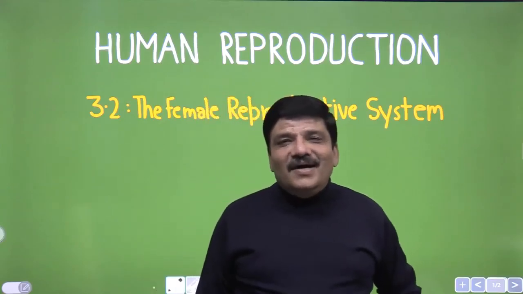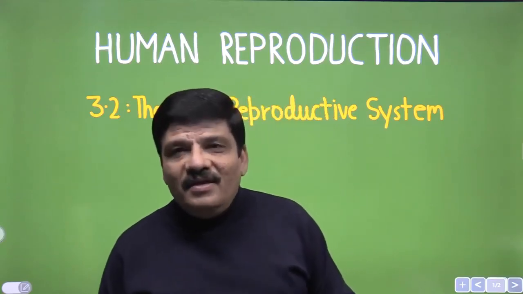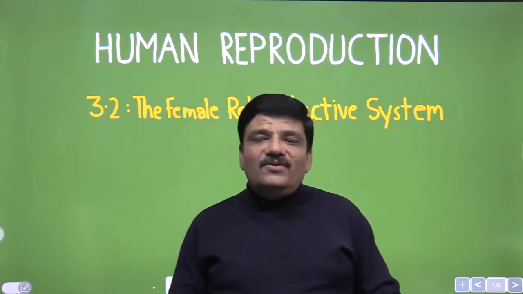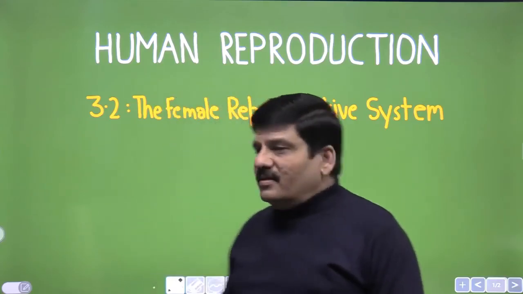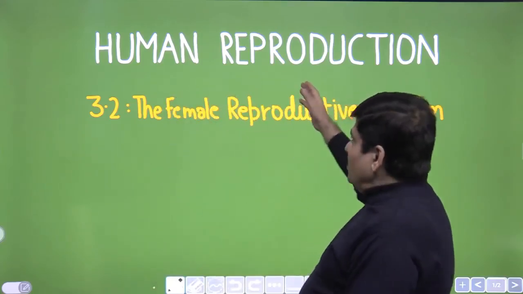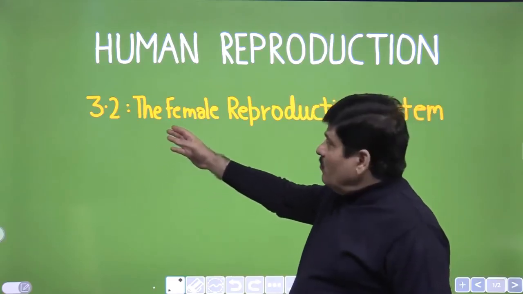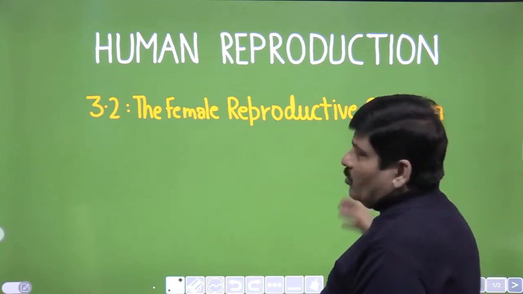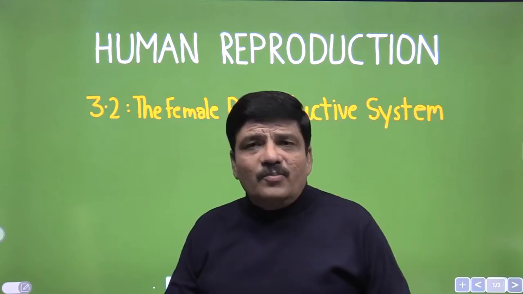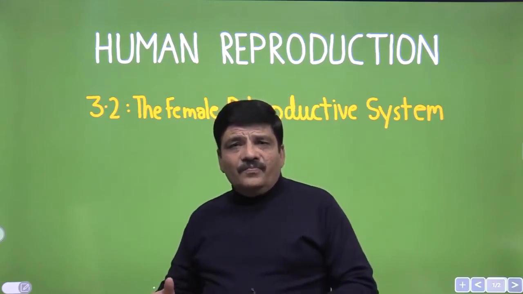Let us continue our discussion on Chapter 3, Class 12th NCERT Biology for your NEET entrance exam. The name of the chapter, as you are aware, is Human Reproduction, and the section that we are going to discuss in this video would be 3.2, the female reproductive system. We have already discussed 3.1, the male reproductive system, in the previous video.